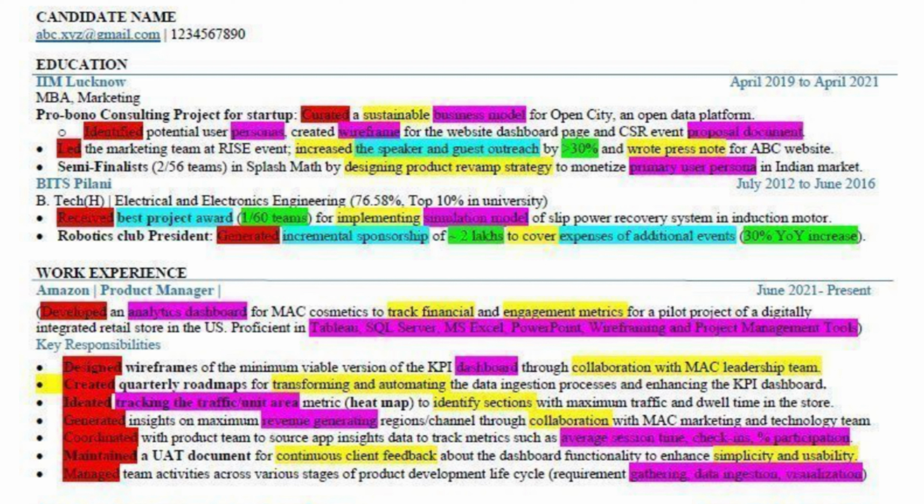For the second example, we have: identified potential user personas, created wireframes for the website dashboard page and CSR events. Also, you see they highlighted percentages. You have to be specific about the percentage in terms of what you contributed, because they want to see those percentages there. So, guys, you can pause this, take a screenshot, and take note of all those highlighted words. I cannot read everything because we are not here to read the whole resume, but just to make you understand the kind of terminologies that you need to find in your resume.